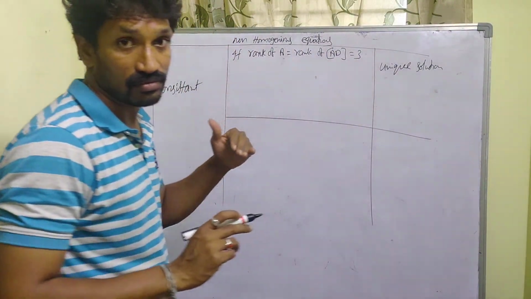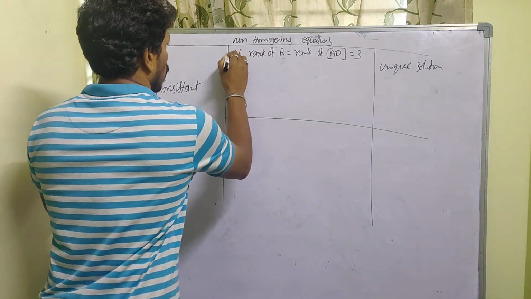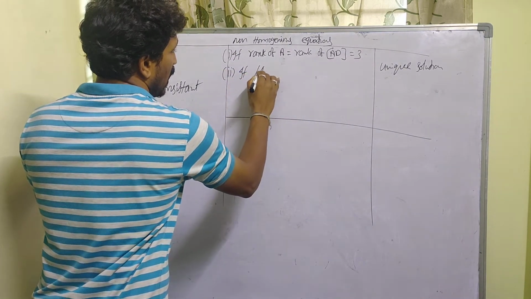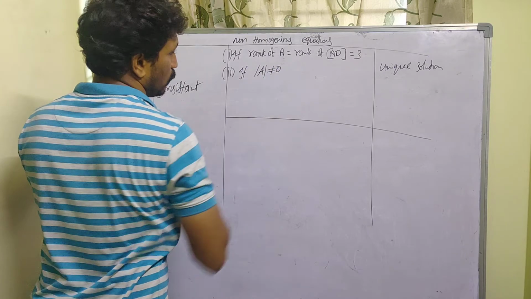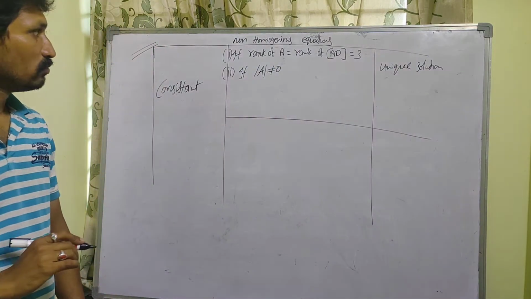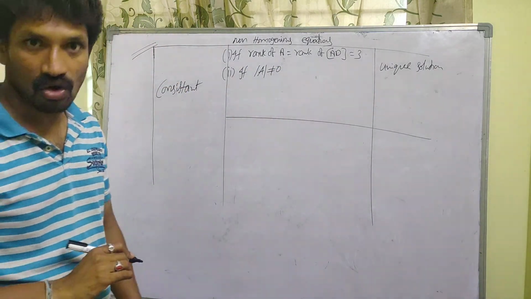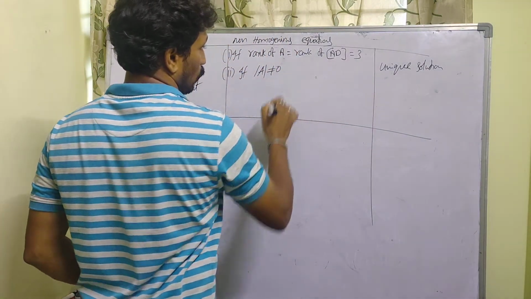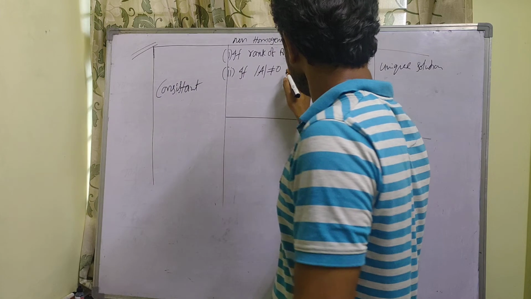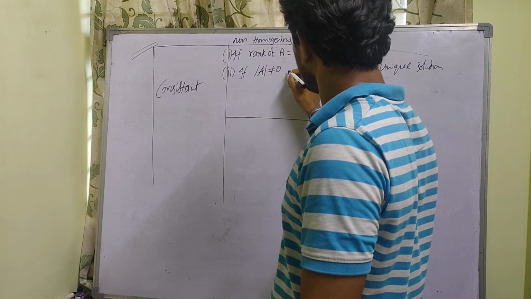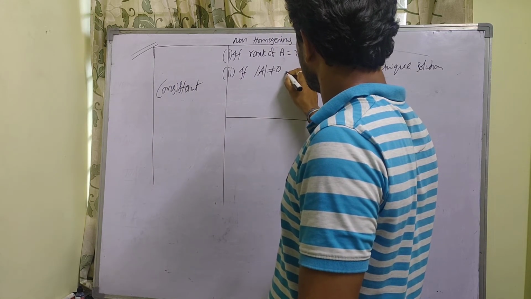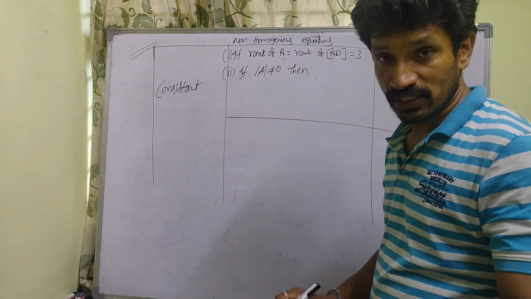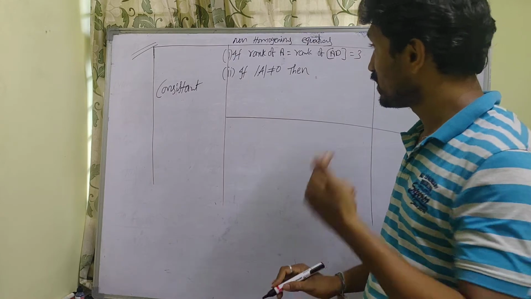In other words, this is the first case. Second one, if det A is not equal to 0, okay, det A is not equal to 0, then, and if determinant of A is not equal to 0, according to Cramer's method, that is nothing but delta.